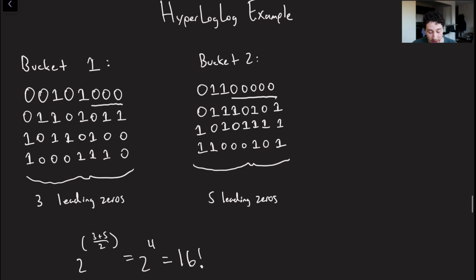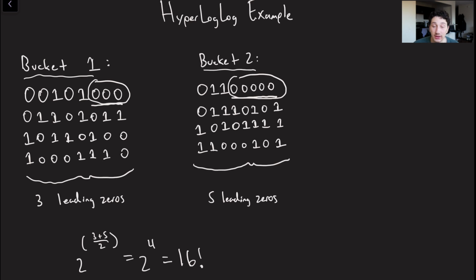So let me make this a little bit more concrete. Let's say we've got the following buckets, right? We've got our user IDs from both buckets. If I look for the user ID with the maximum number of leading zeros, in bucket 1, it's going to be this guy here with 3 leading zeros. In bucket 2, it's this guy here with 5 leading zeros. We're going to average those together, take 2 to that power, and that's going to estimate that there are 16 elements in this set. Now clearly, as you can see, there are only 8 elements in this set. It's a probabilistic data structure. But the more buckets that you have, the better estimates this is going to create, and ultimately that's going to be a nice thing.